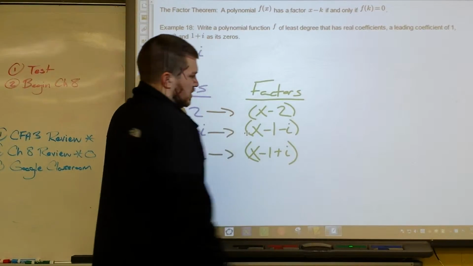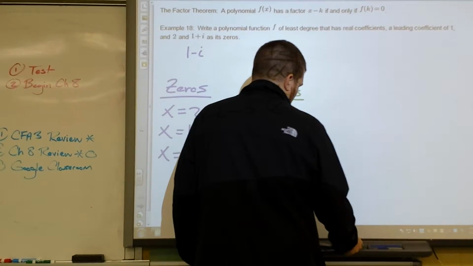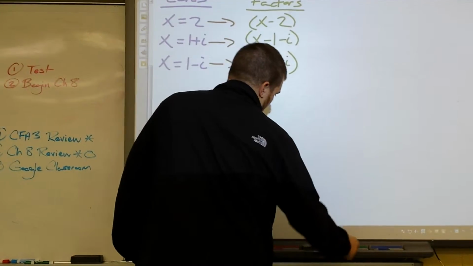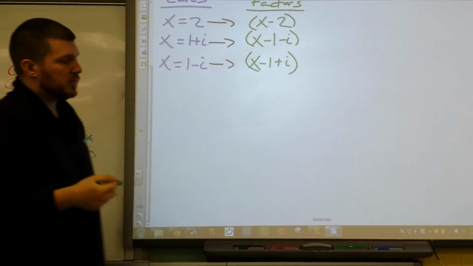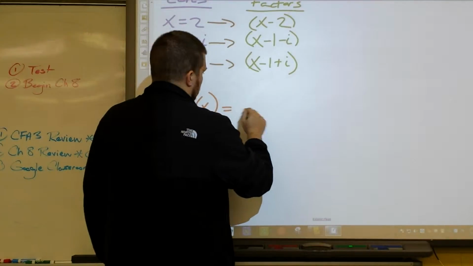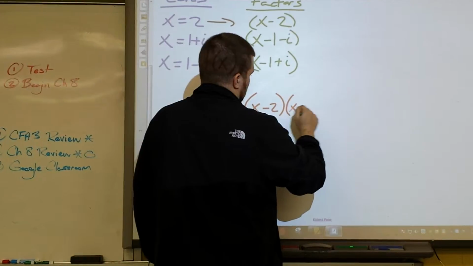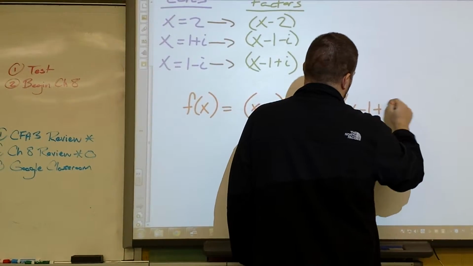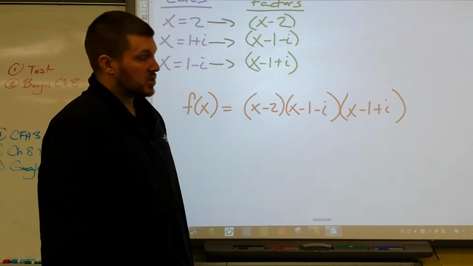And what's nice is we know our leading coefficient is 1. So to get our answer now, and this goes back to what we were talking about, very similar to what we did with quadratics, we can just say f of x is going to be equal to our factors, x minus 2 times x minus 1 minus i times x minus 1 plus i, all multiplied together. All right, so now I have to do some scratch work.